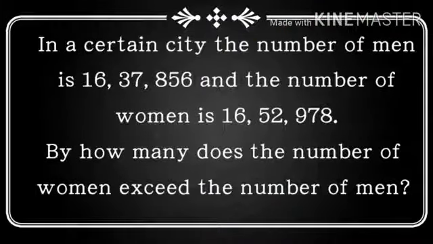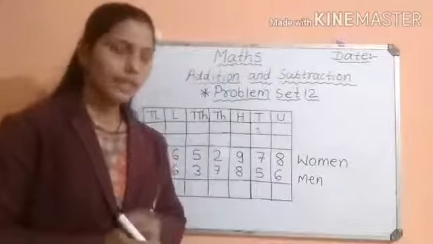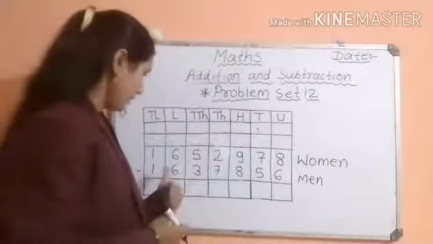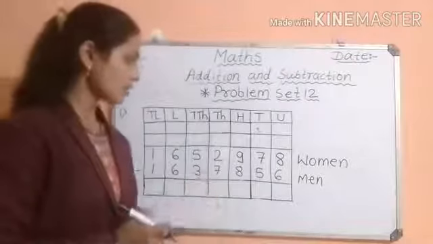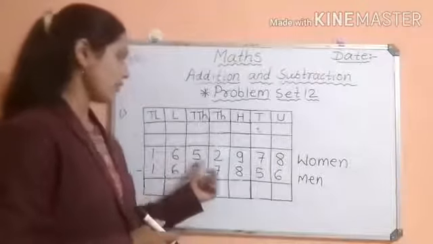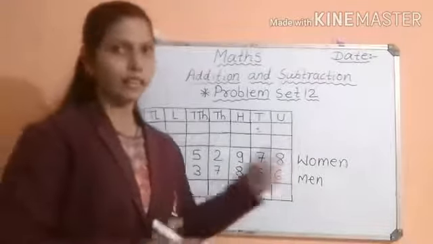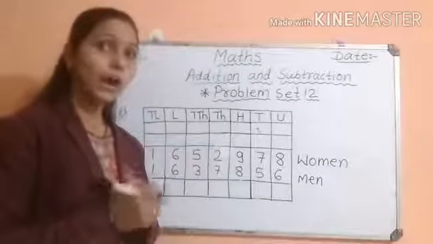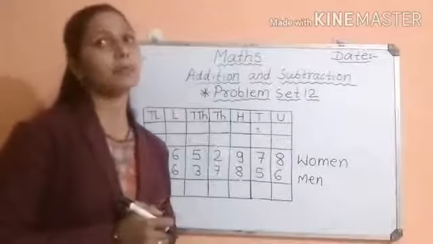In a certain city, the number of men is 16,37,856 and the number of women is 16,52,978. By how many does the number of women exceed the number of men? Okay, students. Our next word problem is that in a certain city, the number of men is 16,37,856, and the number of women is 16,52,978. Now what is the question? By how many does the number of women exceed the number of men?